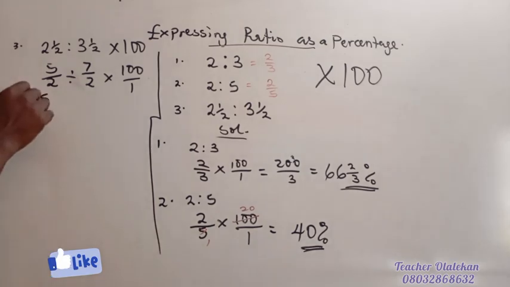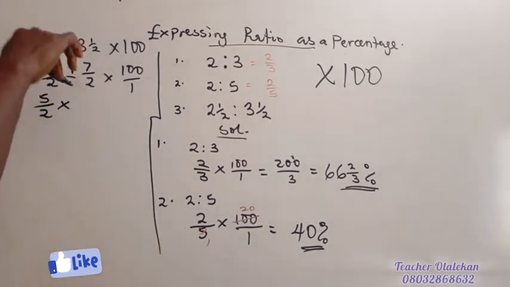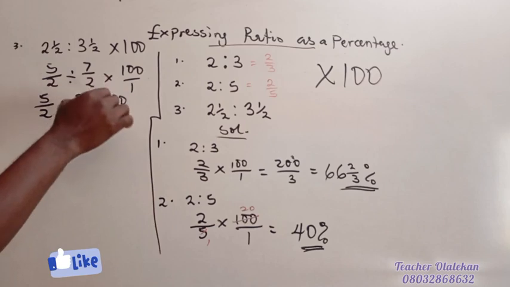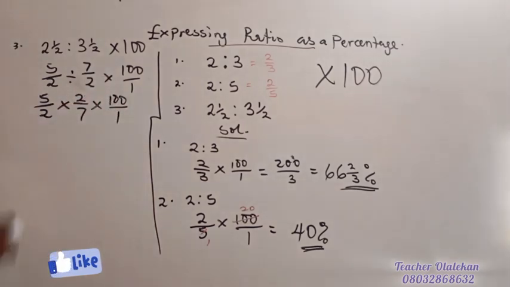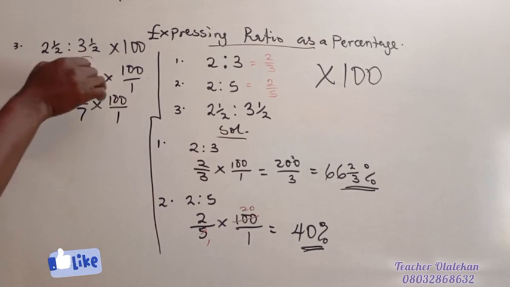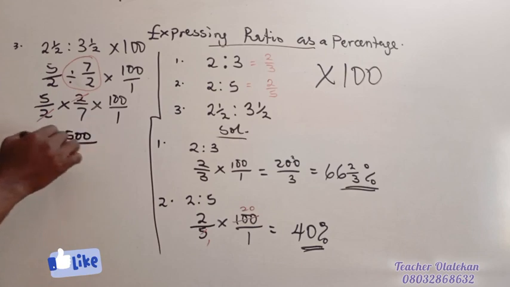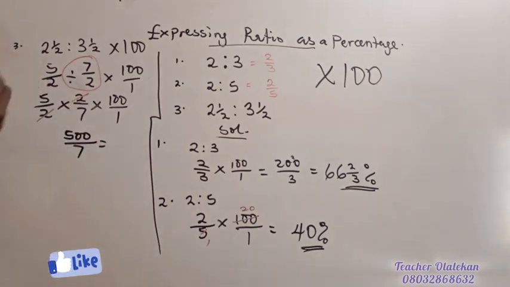And that will be 5/2 times, you reciprocate, right? 2/7 times. So to change this sign to multiplication, we reciprocate this, we reciprocate that. You understand? Reciprocate means you swap it. So now at this stage we are free to divide, right? Good. So 2 cancels 2, right? Nothing goes again. So that will be this times this over what? That is 500/7. Now change that to a mixed number.